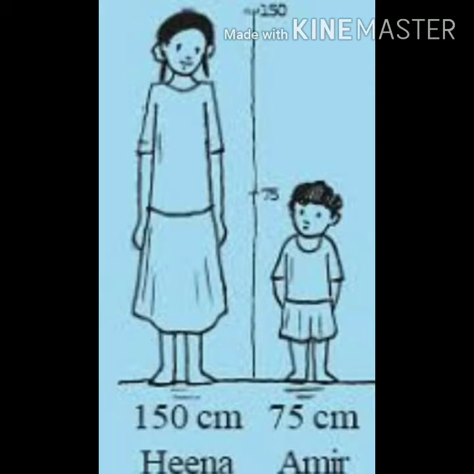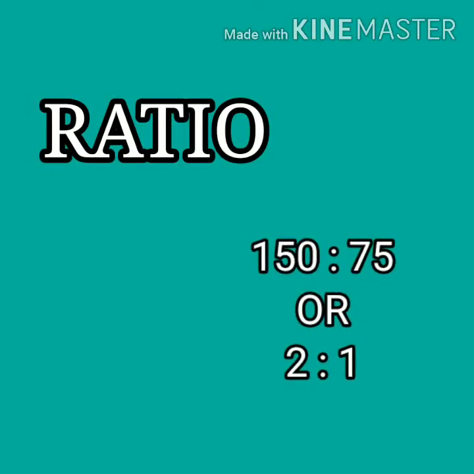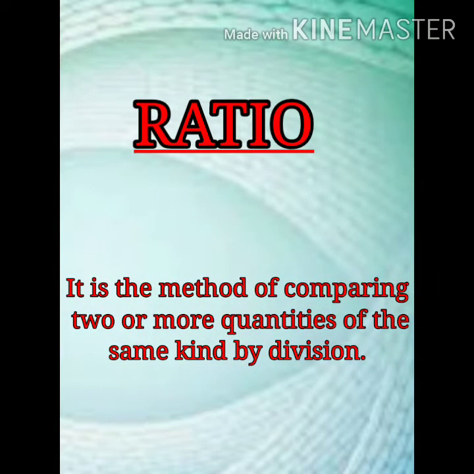While comparing heights of two persons with heights 150 centimeter and 75 centimeter, we write it as the ratio 150 ratio 75 or 2 ratio 1. So let's discuss what is ratio. Ratio is the method of comparing two or more quantities of the same kind, means having same unit, by division.